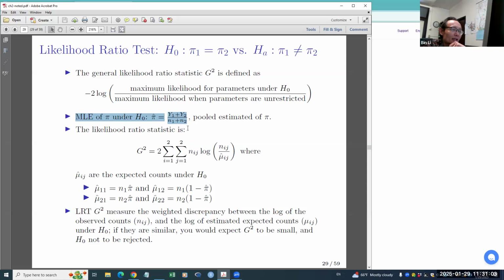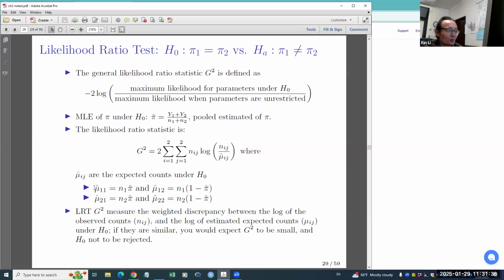So the likelihood ratio test statistic is this one. Okay, so we have 2 by 2 tables. I has 2 rows, J has 2 columns, right? So it's Nij times log of Nij over mu hat ij. Nij are the observed counts in the I-th row, J-th column. And mu hat ij is the expected count for the I-th row, J-th column.